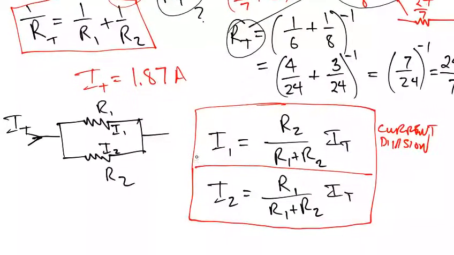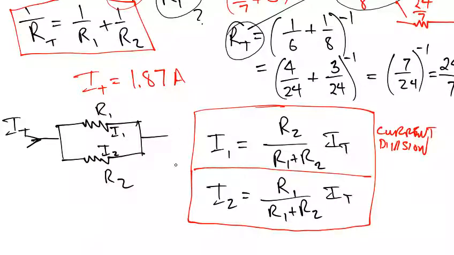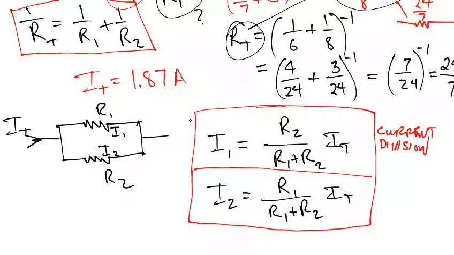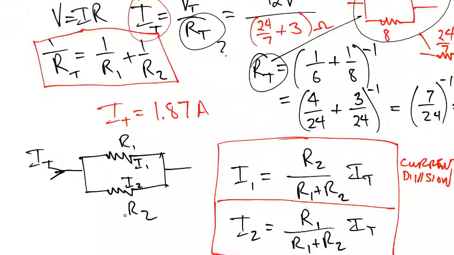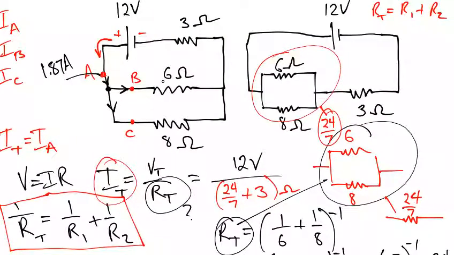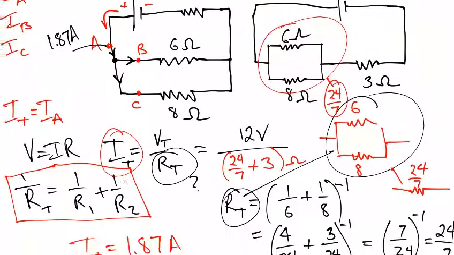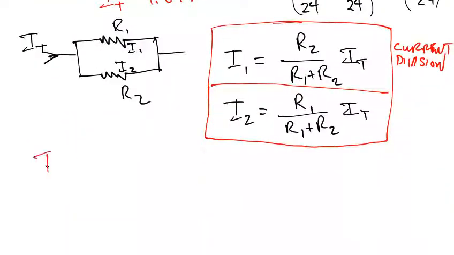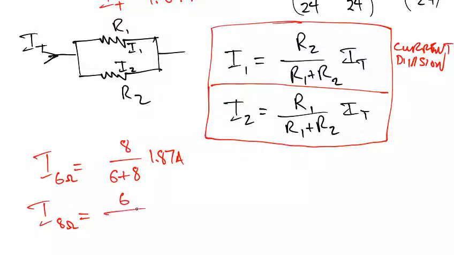And if we work it out in our case, for I1, well, now we have to say which one is I1 and which one is I2. Let's say it for the 6. Therefore, the I going through the 6 ohm resistor is going to be 8 divided by 6 plus 8, multiplied by 1.87 amps. And the I through the 8 ohm resistor is going to be 6, the opposite side, divided by 6 plus 8, times 1.87 amps.